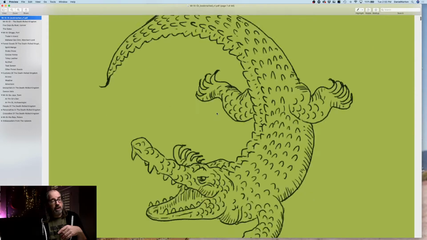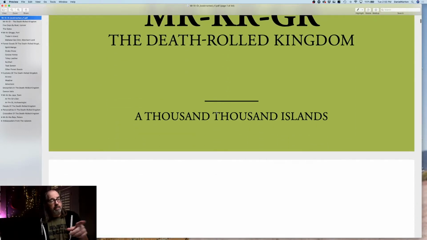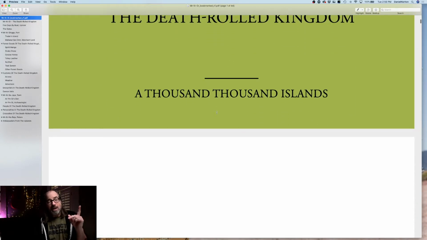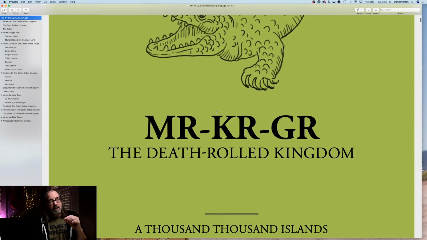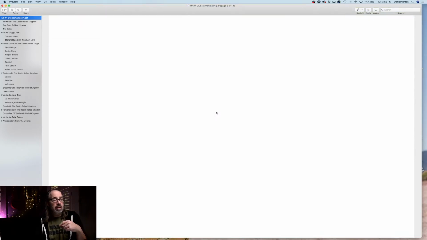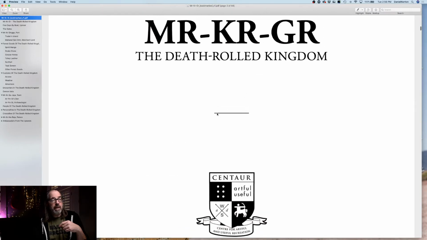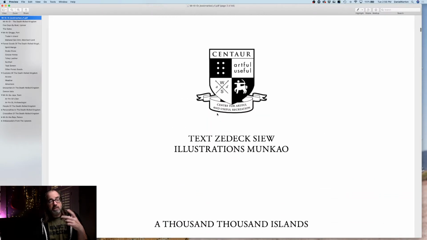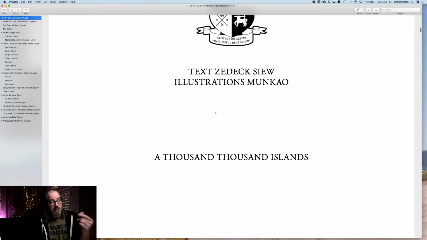1,000 Islands, as it's seen here, is basically a set of, I guess the best way I could describe it is a set of zines that talk about this area that's the Thousand Islands, but done by Zedek Siu. I'm not sure how to pronounce these people's names. I'm terrible at pronunciation. I apologize. And Munkeo is the illustrator.